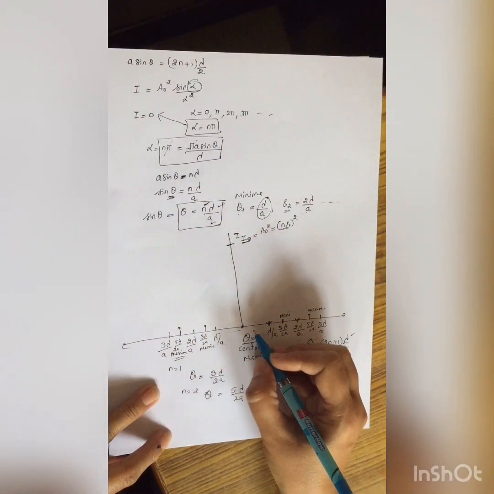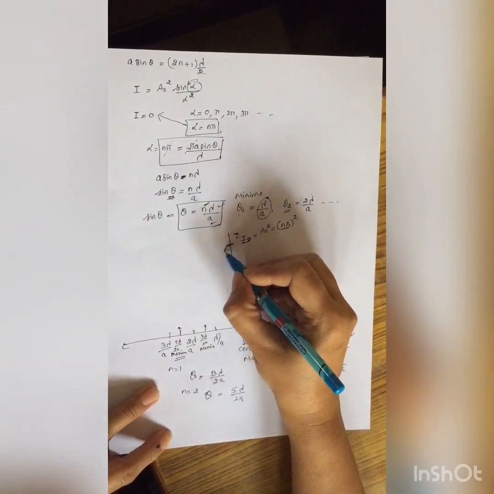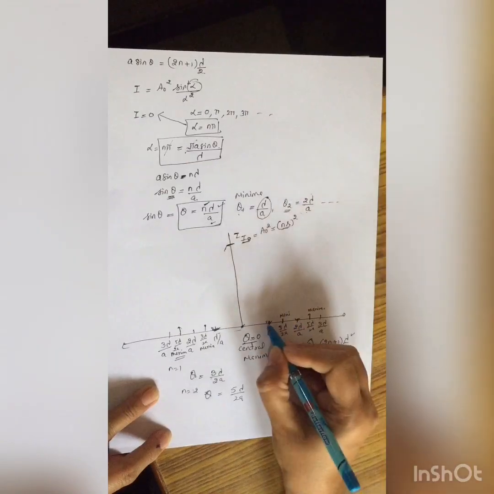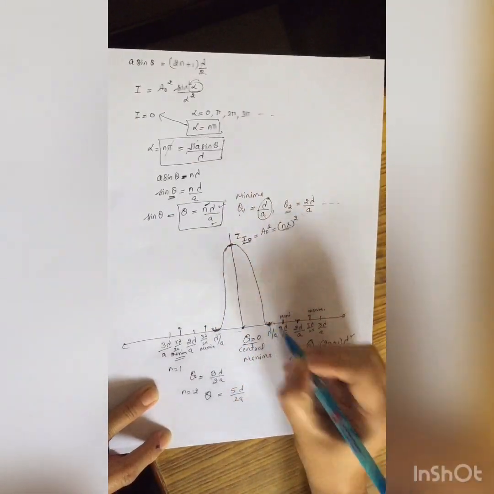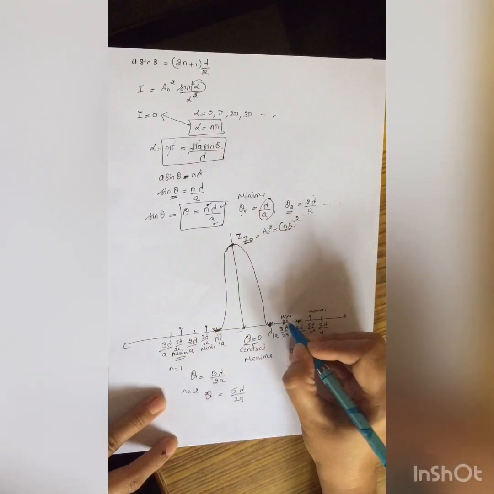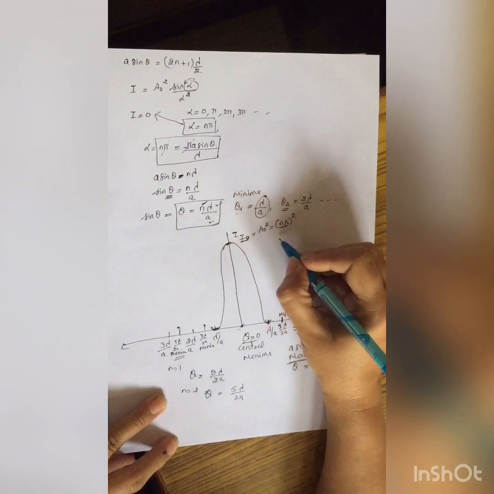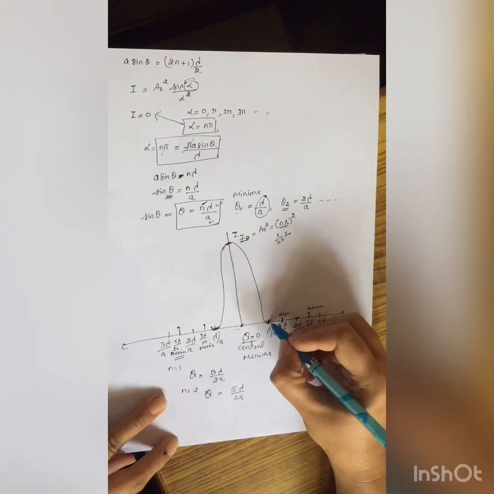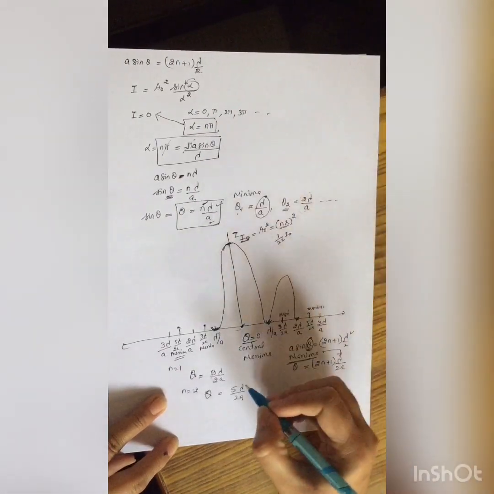Now, what happens to the intensity? As we discussed, the central maxima has the largest intensity. This is the position of minima, this is the position of minima. Then we have to draw the central maxima like this. The next maxima corresponds to this point, and we know that the next maxima has an intensity of 1 by 22 times that of the central maxima. Then we have to draw a small half wave.